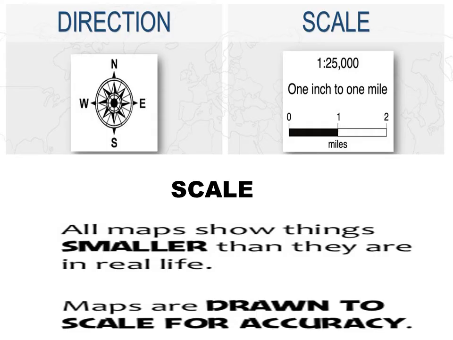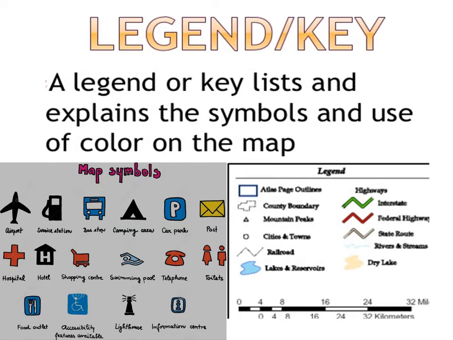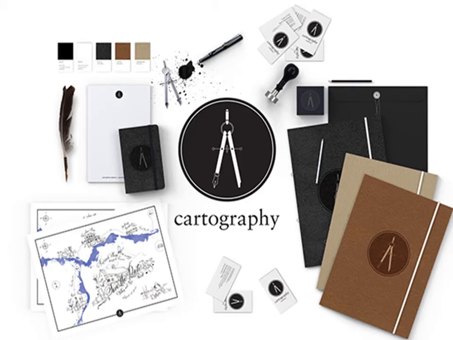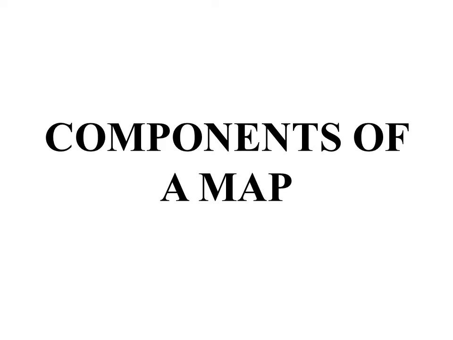Maps are drawn to a scale and direction. Maps have legends to explain the meaning of symbols and colors used on it. The art of map making is called cartography. Components of a map.